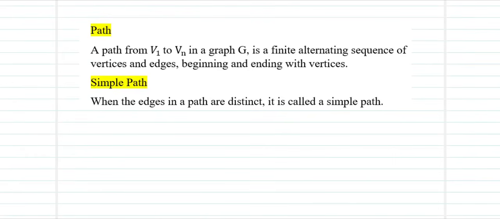A path from a vertex V1 to a vertex Vn in a graph G is a finite alternating sequence of vertices and edges that begins with a vertex and ends with a vertex. So if we have V1, V2, V3, V4, V5, V2, and then again V1, and we go to V6. So what happens over here?